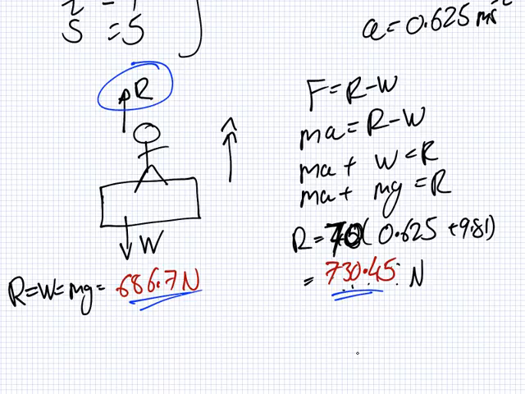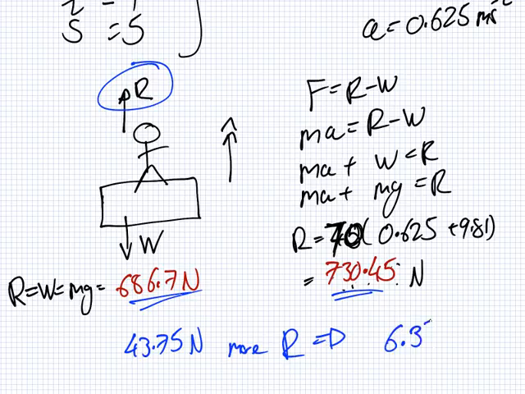Sorry, I'm being crazy. Please ignore. 43.75. So there's 43.75 newtons more reaction, which as a percentage is 6.37%. So this is 6% more.